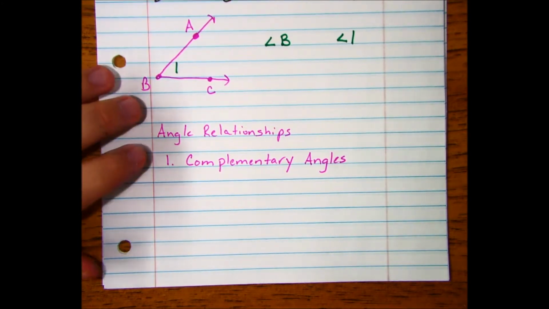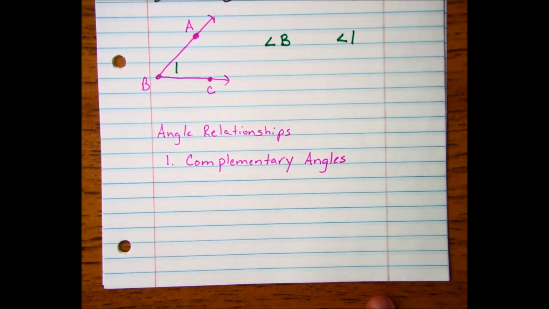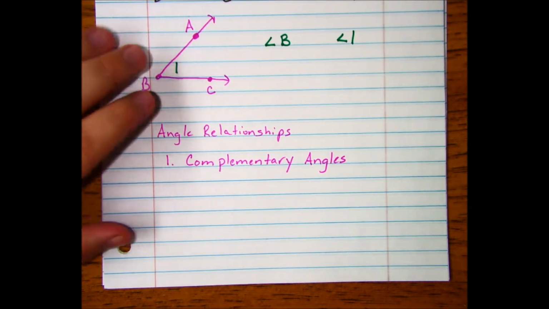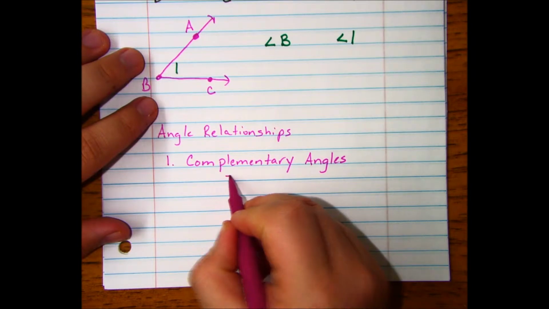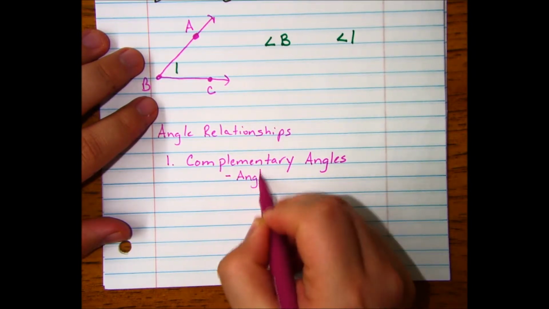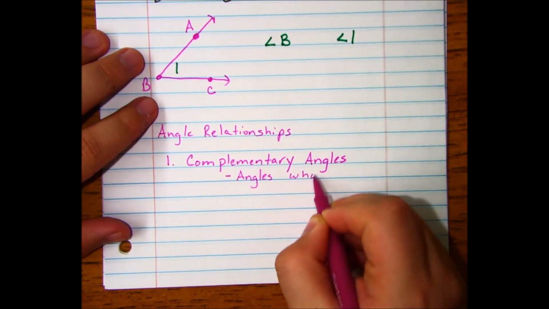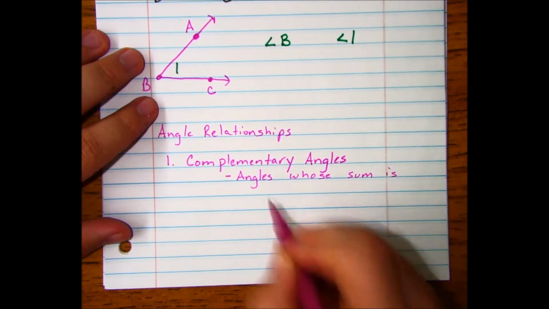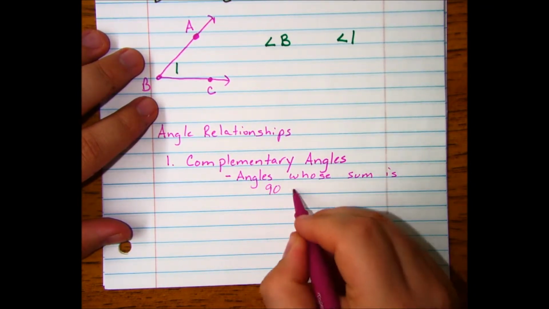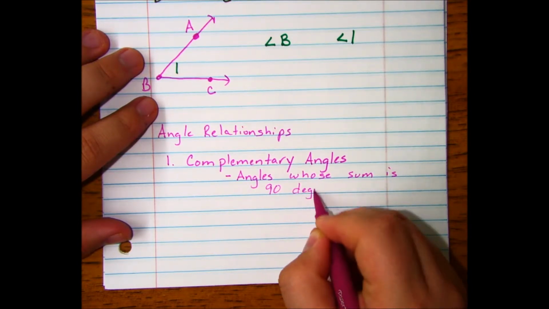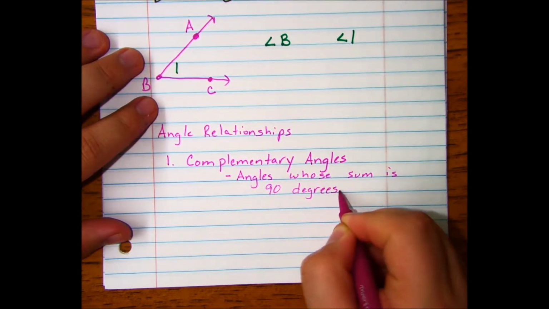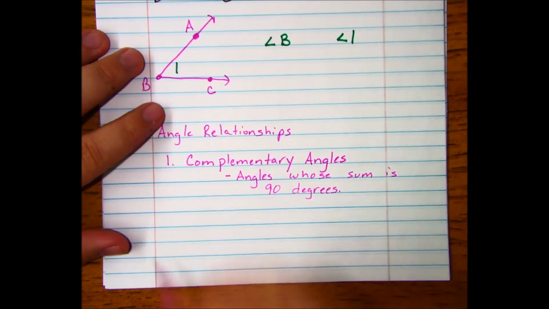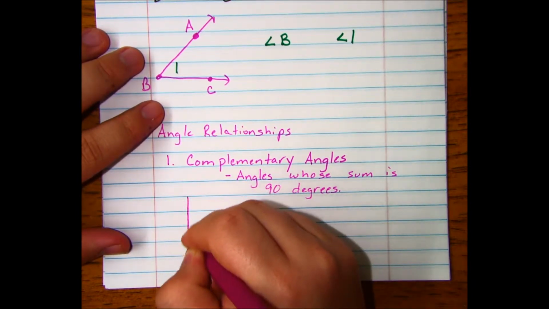Complementary angles are angles whose sum is 90 degrees. And you can have two or more.